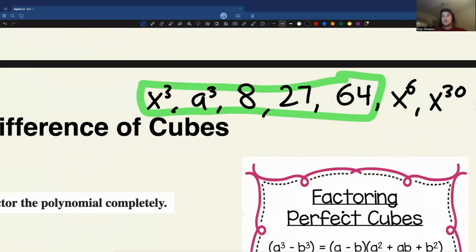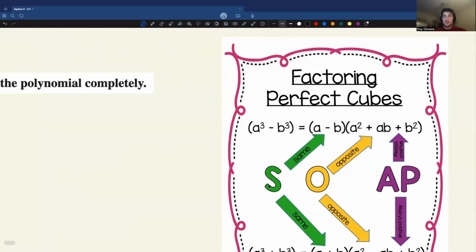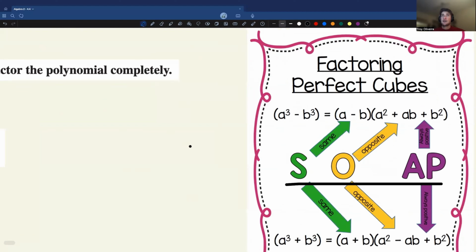Okay, so here is the pattern here. I just grabbed a picture. So the acronym to memorize here is SOAP. So kind of similar to like FOIL. Well, it's not similar, but it's like a 4-letter word that we use to remember this acronym, SOAP. Okay, so S stands for same, O stands for opposite, and AP stands for always positive. Well, what does that mean? Well, that is kind of telling us how to set up our result based on whether it was a sum of cubes or a difference of cubes.